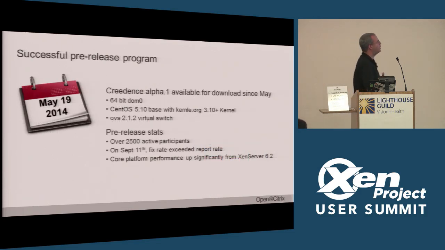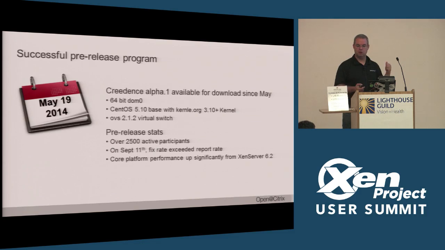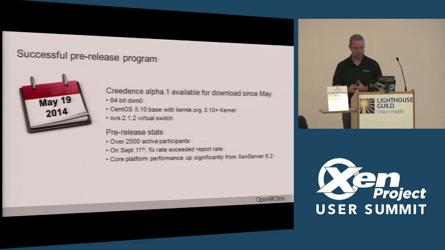So I mentioned that you can get it today. On May 19th, we started the alpha program. That brought us our 64-bit Dom0, 5.10 base, 3.10 kernel, OVS 2.1.2, over 2,500 active participants. This is the most active pre-release XenServer has had, period. So much for a project that's going away and dying that Citrix put out to pasture.